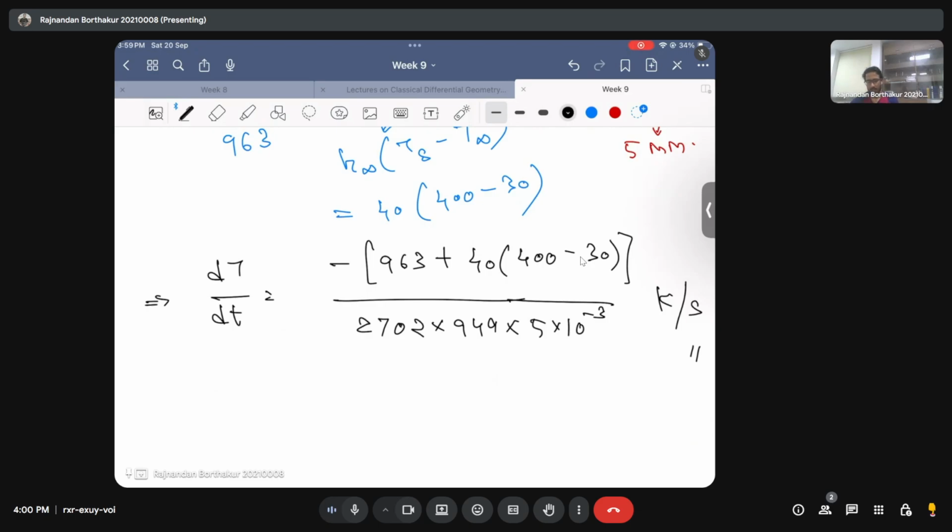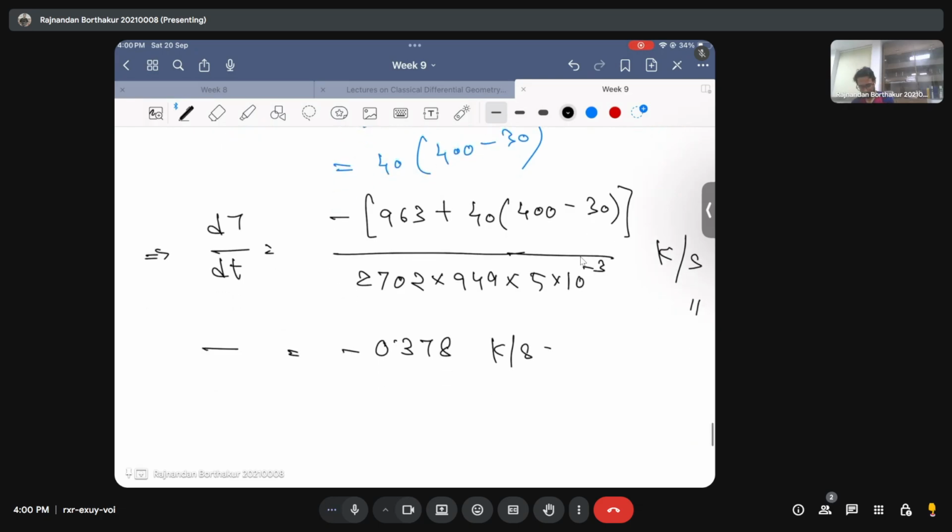So if you evaluate this, you will get this answer. I have just done it in my calculator, and you will get minus 0.378 Kelvin per second. The minus sign indicates that if you plot temperature versus time, you will get a decreasing slope, which means that your temperature is continuously decreasing with time, which is obvious because the surrounding is trying to cool the body. Okay, so that is precisely the expression for dT by dt.